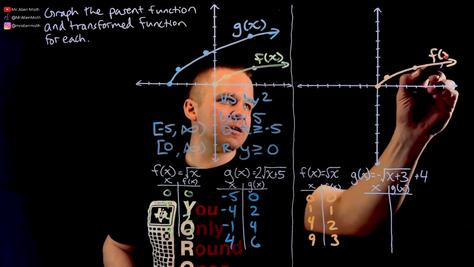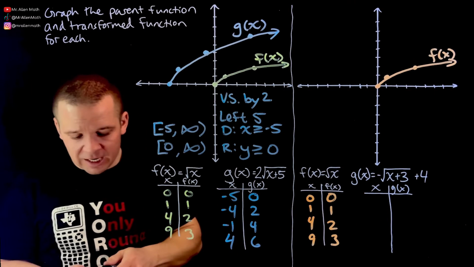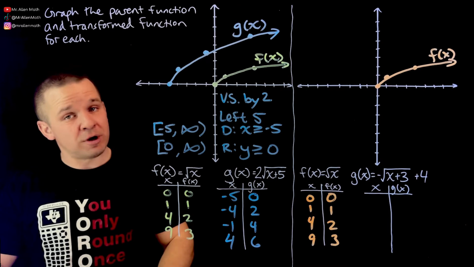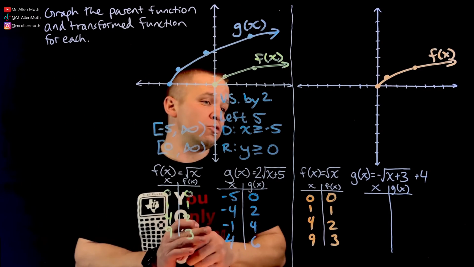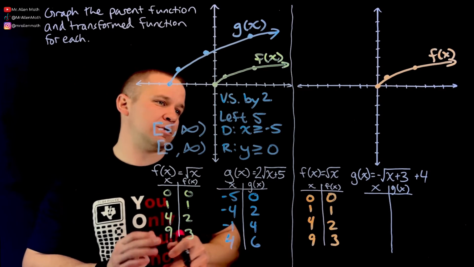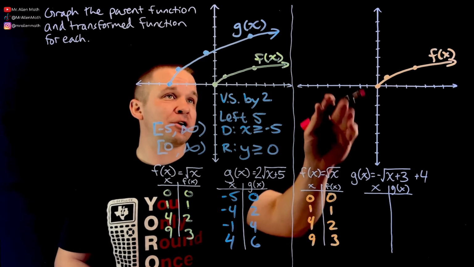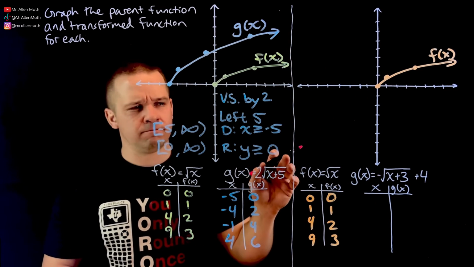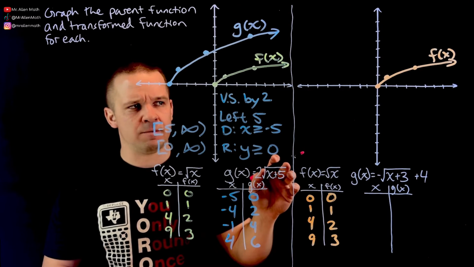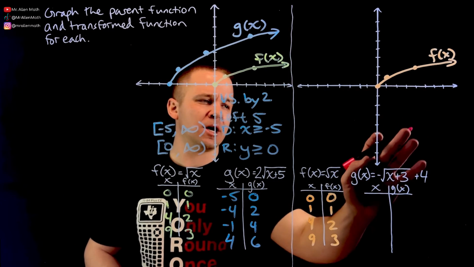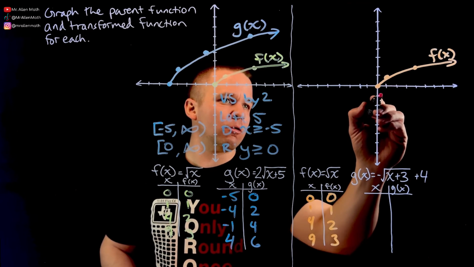And that's my f of x, my parent function. And now, the transforms. This one actually has 3 transformations, okay? We have a vertical reflection.